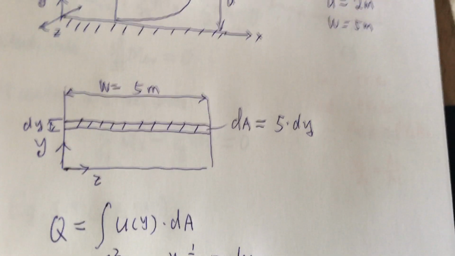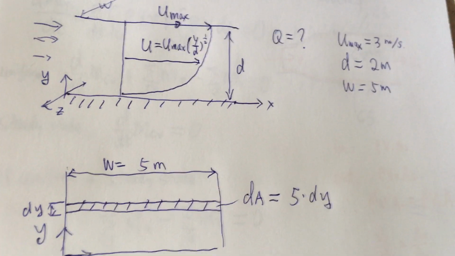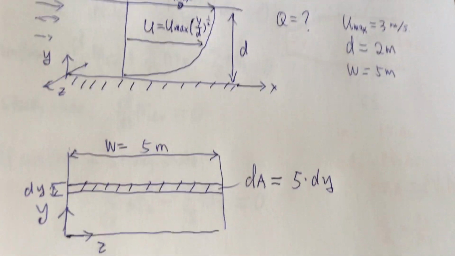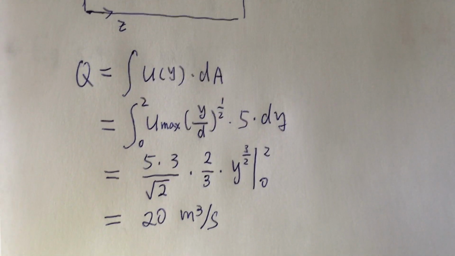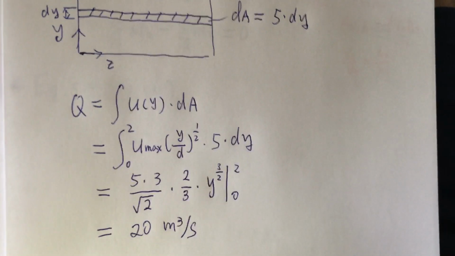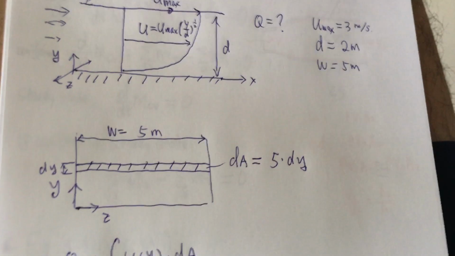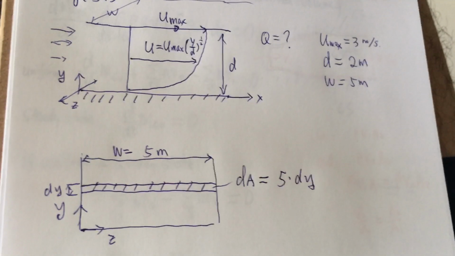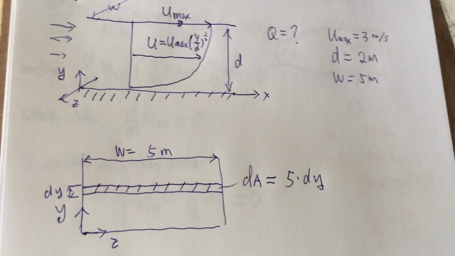Okay, so this is how we calculate. This is one example to show you how to calculate the flow rate for non-uniform flow. So please practice with your homework problem on this topic. It's very important, because for conservation of mass, it's very important to calculate the flow rates.